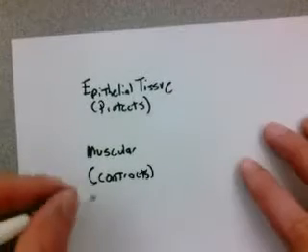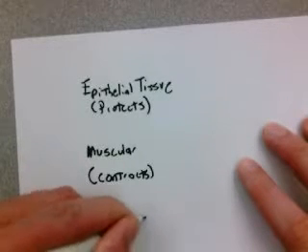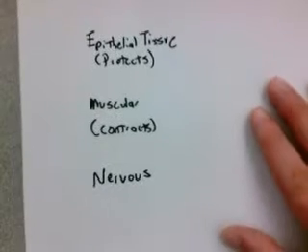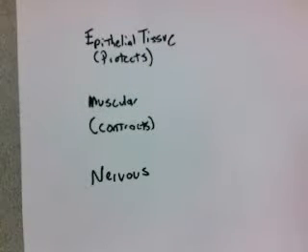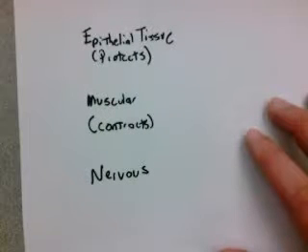Another type of tissue that we have is nervous tissue. Nervous tissue generates electrical impulses, so it communicates. Its major function, if we describe it in one word, is communication.